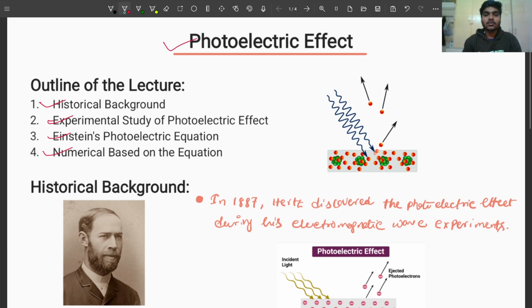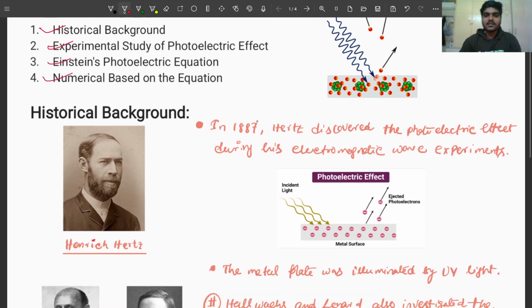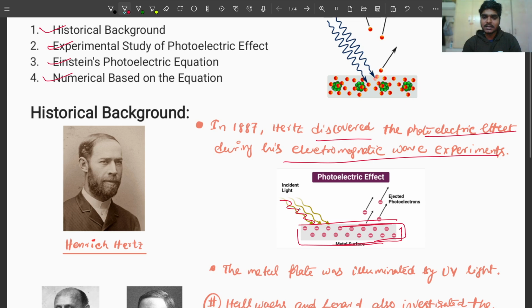So let's start. In 1887, German physicist Heinrich Hertz discovered the photoelectric effect during his electromagnetic wave experiments. He observed that whenever a metal surface is illuminated by UV light, some negatively charged particles were coming out of the surface, and these negatively charged particles were basically electrons. These electrons were named photoelectrons, and this phenomenon is known as the photoelectric effect.